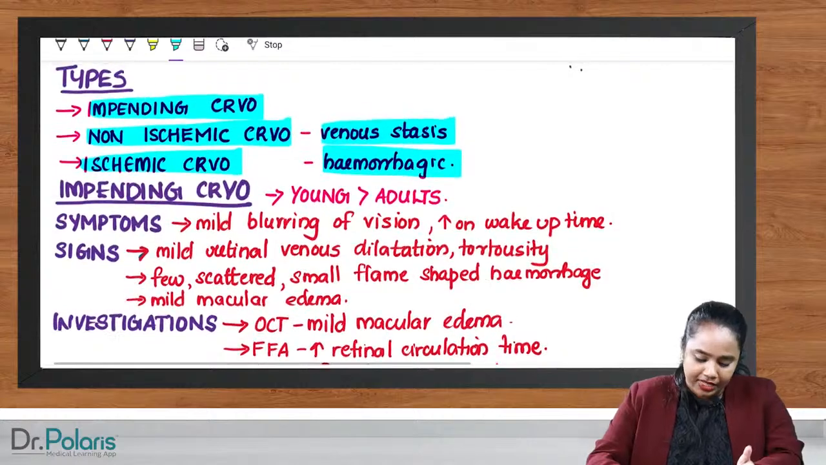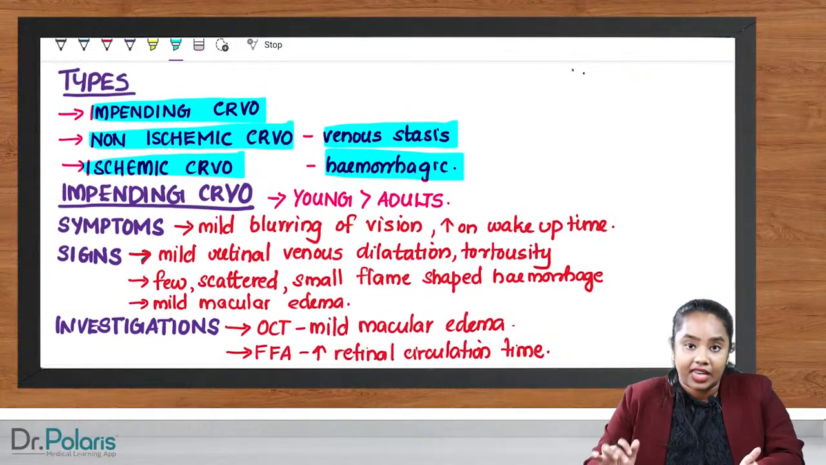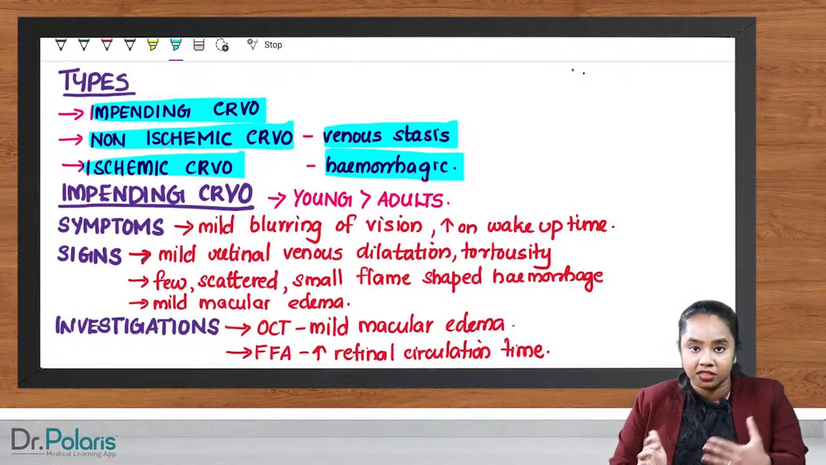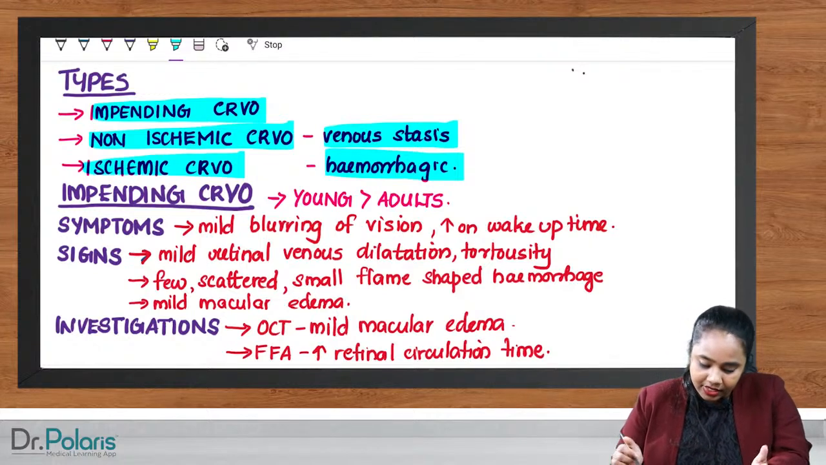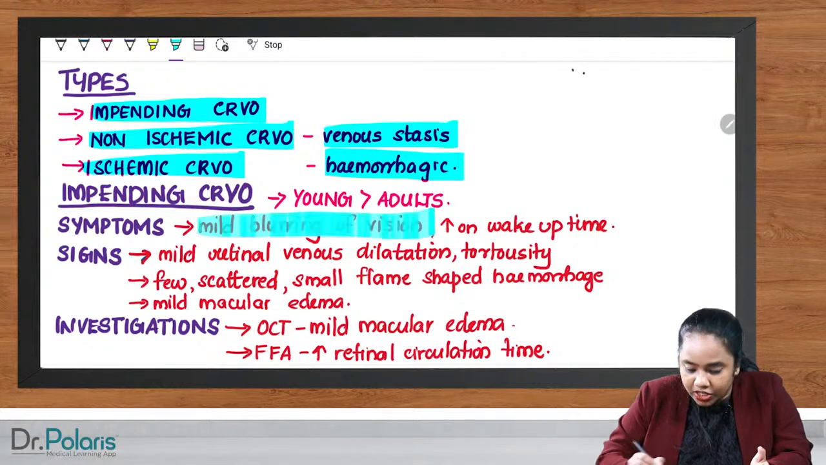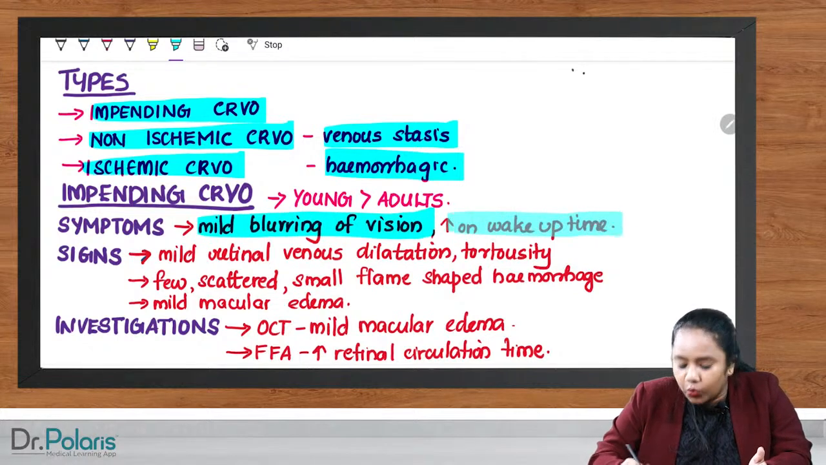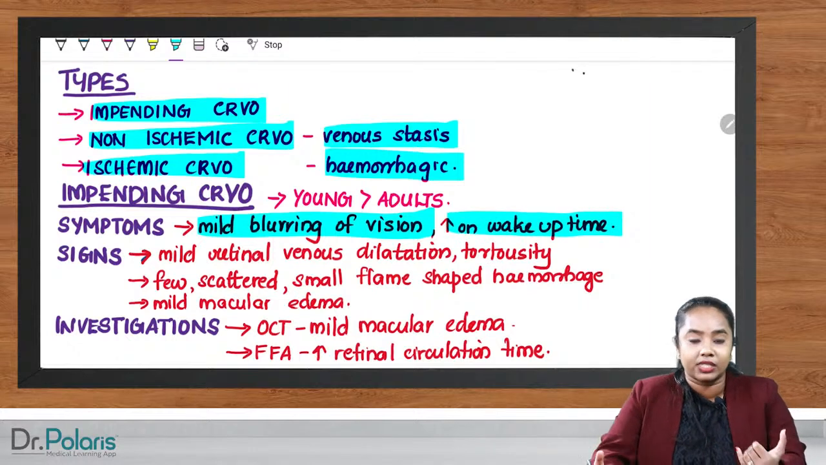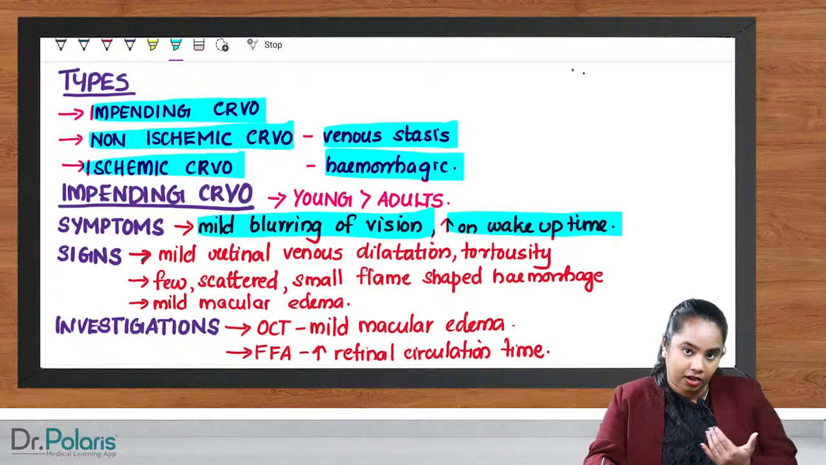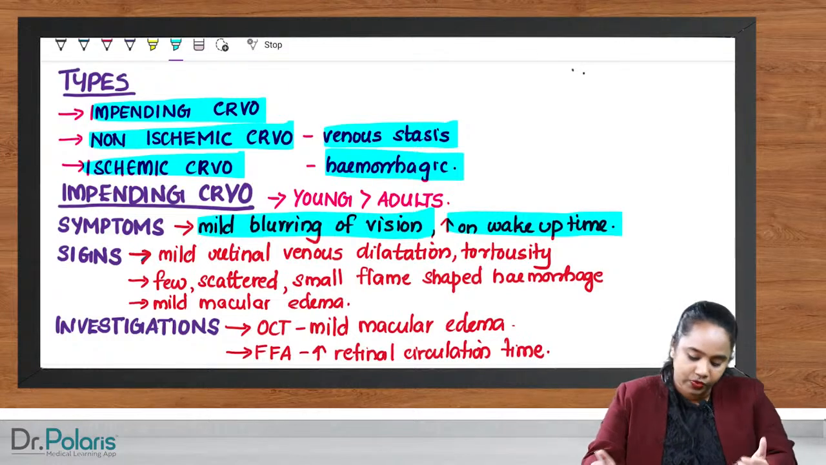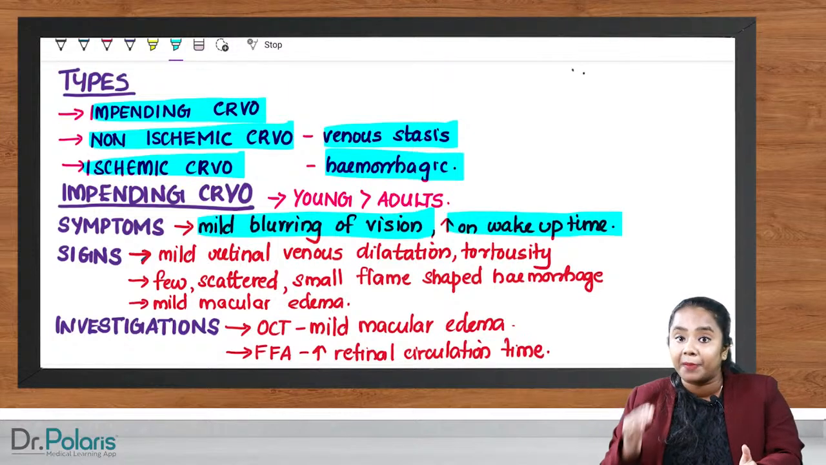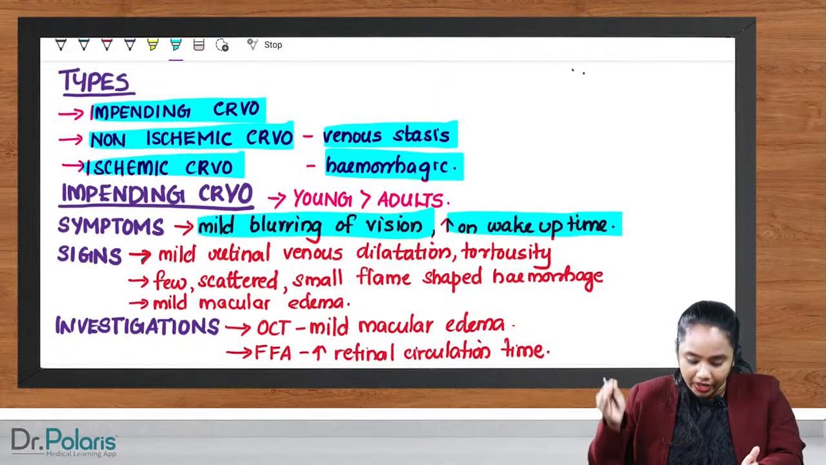So, the first one is an impending central retinal vein occlusion. Here it is more common in a younger age group compared to that of the adults. The common symptoms are the same. There is mild blurring of vision and it is more in the wake up time. As soon as the patient wakes up from sleep, it is more, and as the time progresses, the blurring of the vision improves. So, mild blurring of the vision is the main complaint in case of an impending central retinal vein occlusion.